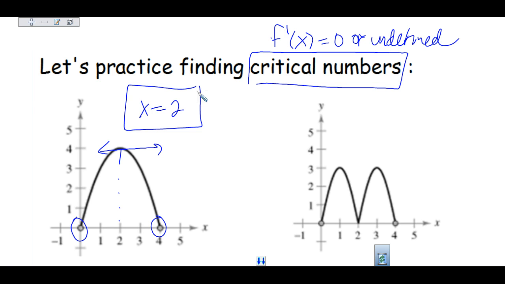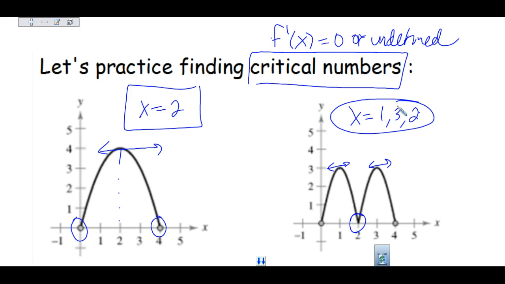All right, so on this one, it looks like there's a horizontal tangent here, here, and then here there's a corner or a cusp. So the first derivative would be 0 at 1. It would also be 0 at 3. And the first derivative is undefined at 2. So those are all the critical numbers of that function.